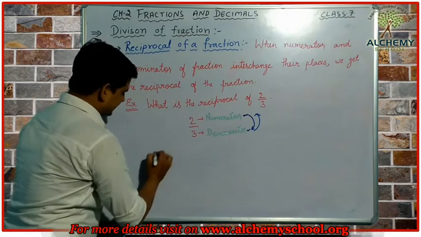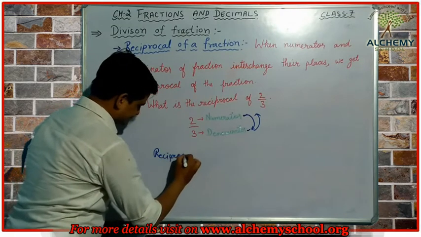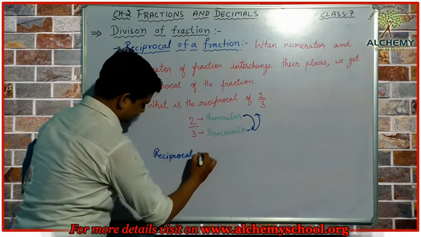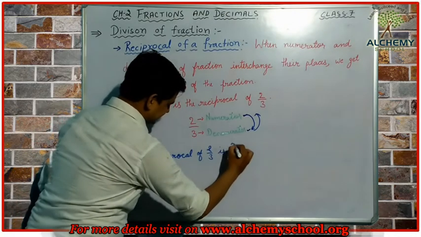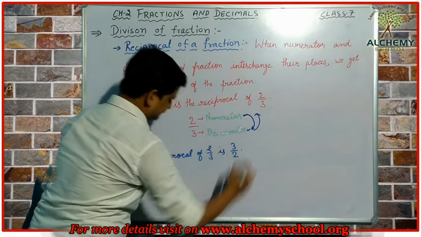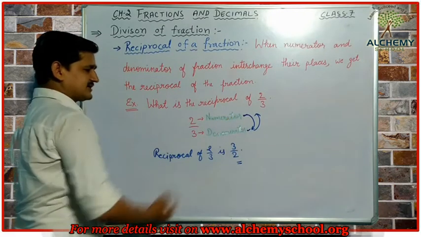So we can write here, the reciprocal of 2 by 3 is 3 upon 2. Okay, so now we have all understood what a reciprocal is.